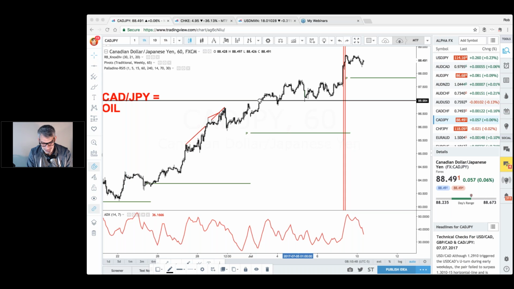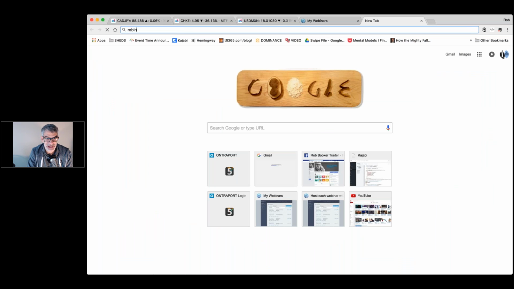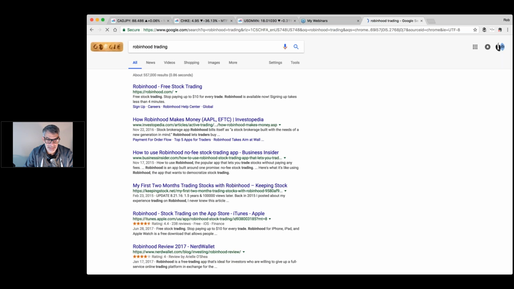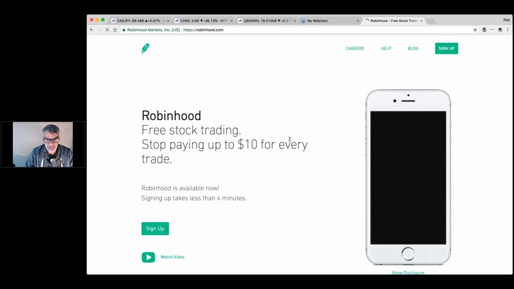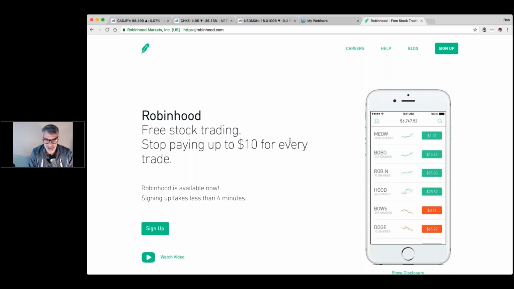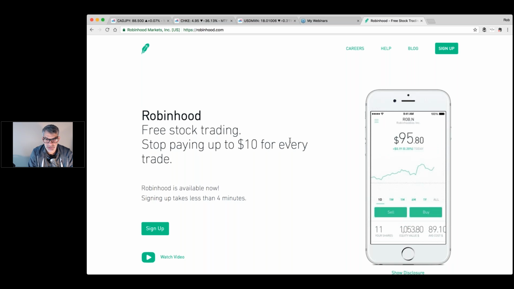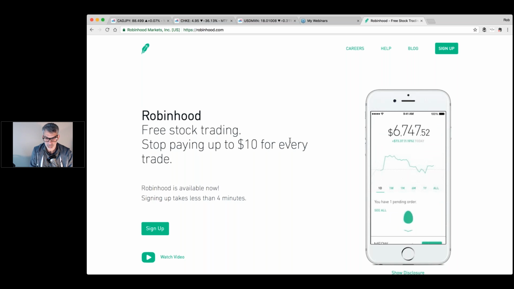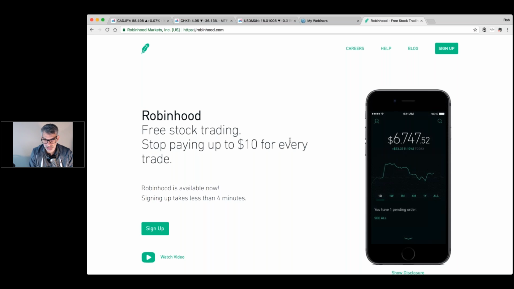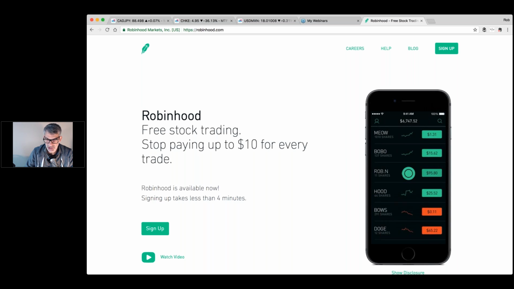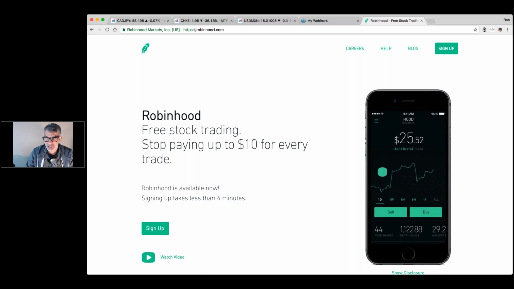So someone said, what is a Robinhood account? For those of you that don't know, in the United States, Robinhood is an app that allows you to trade stocks commission-free. You can have a really small stock trading account and not pay commissions when you trade that stock. It makes it absolutely possible to trade stocks on a smaller trading account. It's coming to Australia in the near future.